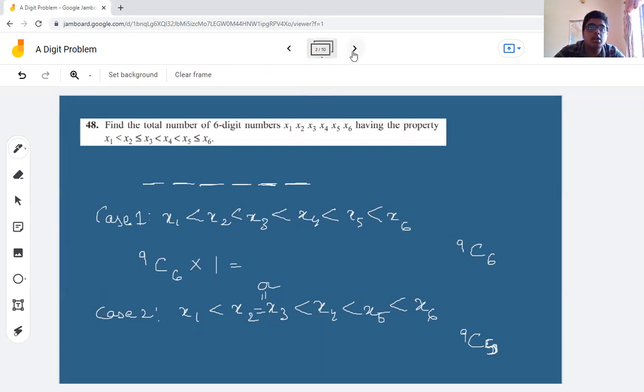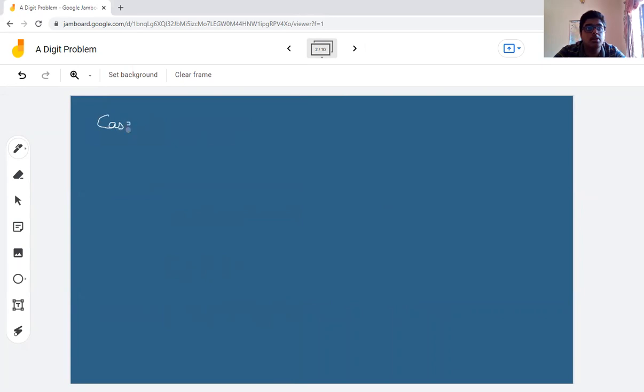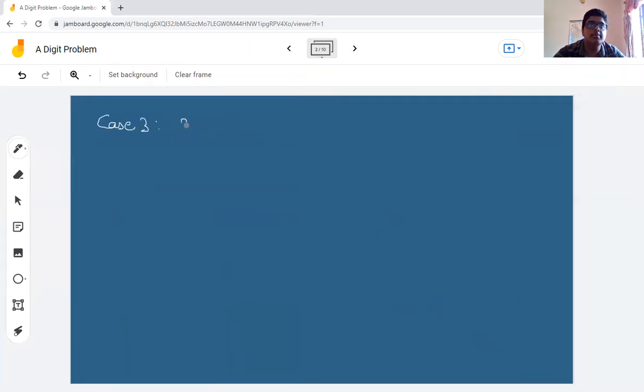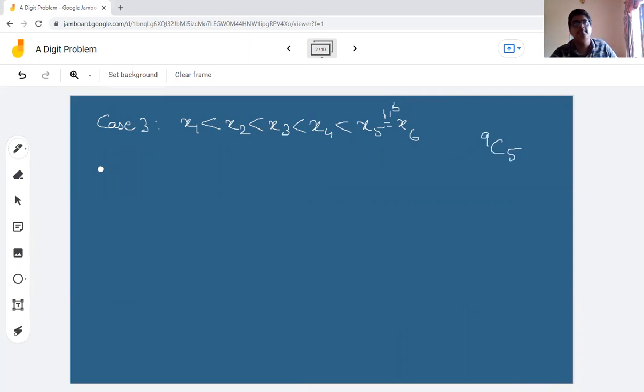Now moving on to the third case. I assumed an equal to sign in the second case, and there's another place for an equal to sign. So this time the condition becomes x1 < x2 < x3 < x4 < x5 = x6, and we call the common value b. Again, we need to choose 5 numbers from the available 9 digits, no zeros. So 9 choose 5 ways again.